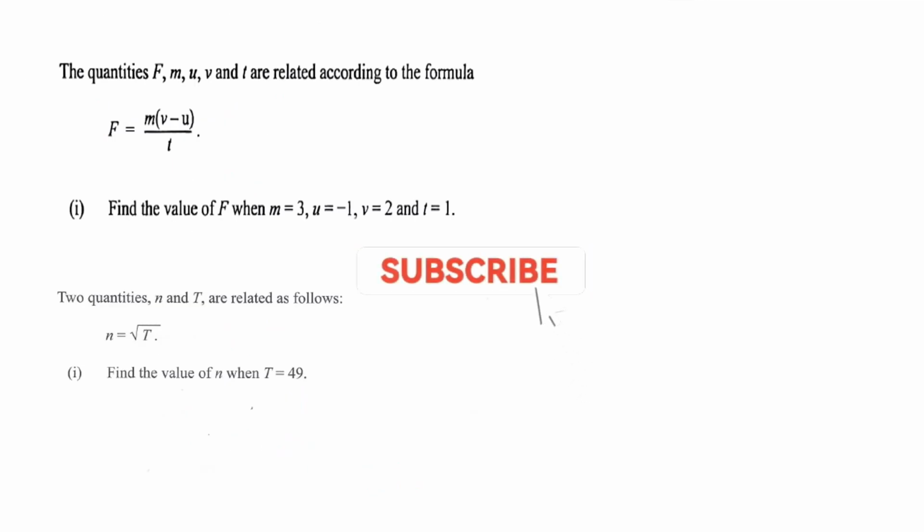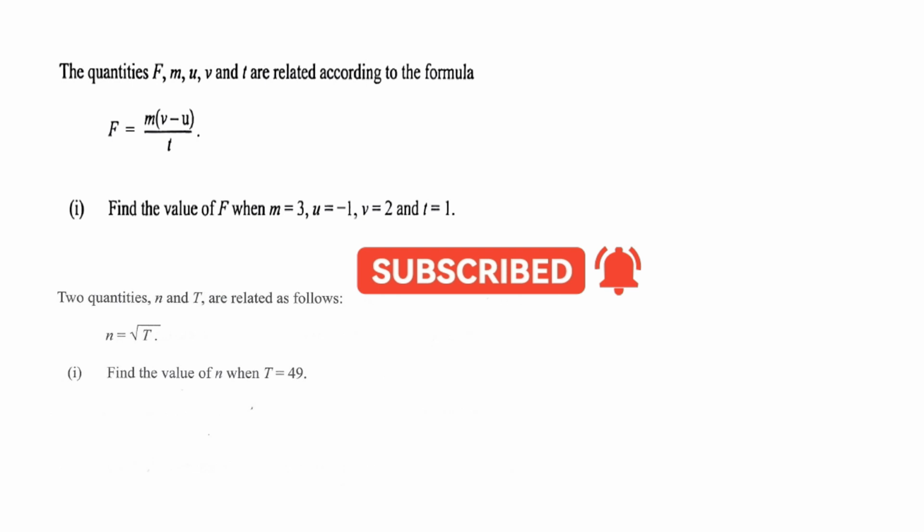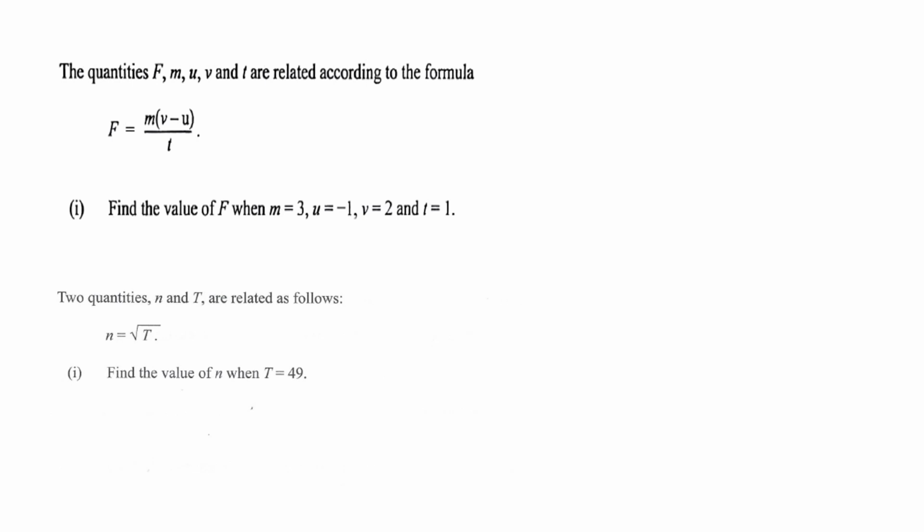In this example, we have a formula which is F is equal to M in bracket V minus U, all over T. So let's substitute. F is equal to, what is M? M is 3. Then in bracket we have V, which is 2. Then it's minus U, but U is -1, so we need to be careful right there. Put that in bracket as well. And then put it all over T, which is 1. Guys, remember when dividing by 1, it doesn't change the numerator.